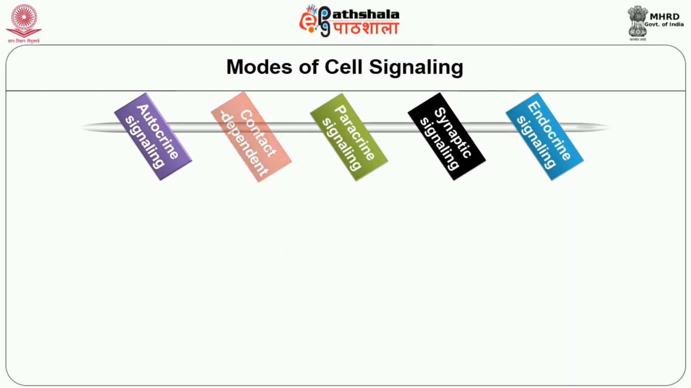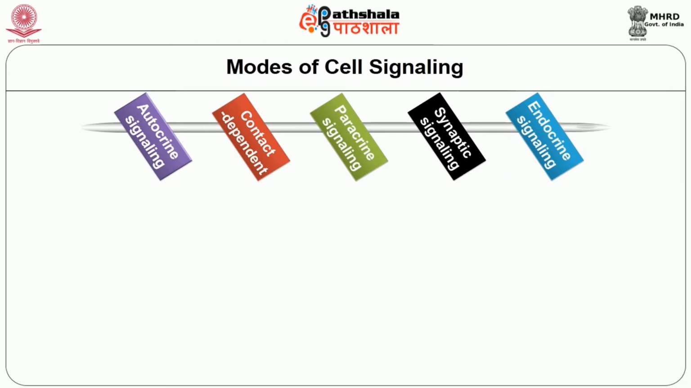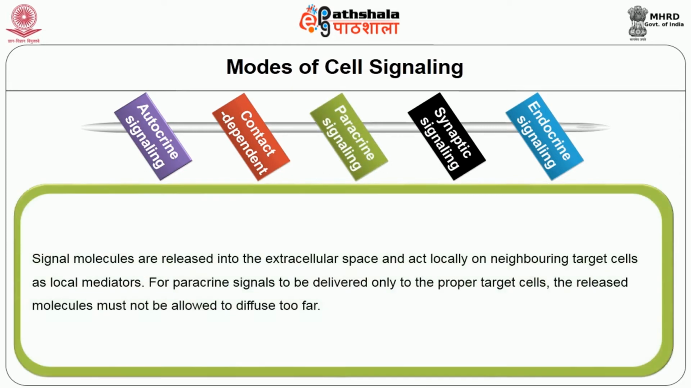The second one is the contact dependent signaling, where some cells respond to the signal molecules that are expressed on the surface of the adjacent cell rather than being released into the extracellular fluids. This kind of signaling plays a critical role mainly during embryonic development and in immune responses. The third type is the paracrine signaling, where the signal molecules are released into the extracellular spaces and act locally on the neighboring target cells as local mediators.